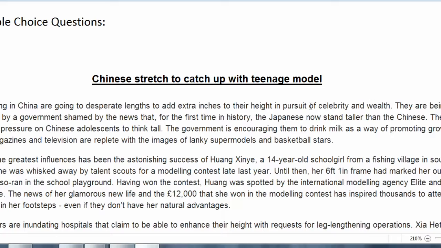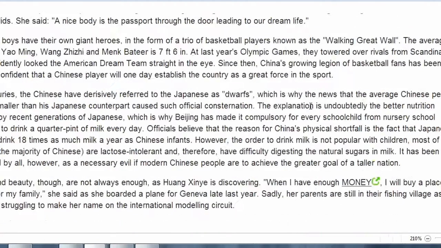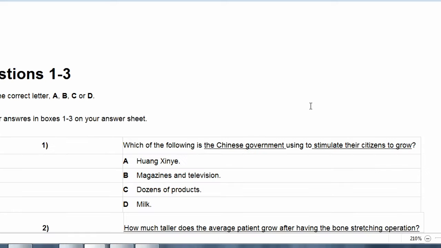Let's have a look. Okay guys, the first question is this one. Alright, before looking at this question we have to look at the instructions. Now choose the correct letter A, B, C or D. Write your answers in boxes 1 to 3 on your answer sheet. Alright, this is important. You have to write these choices A, B, C or D. These are the A, B, C or D on your answer sheet.